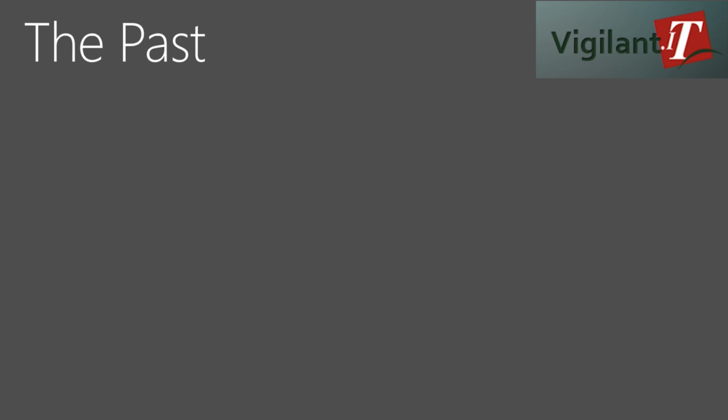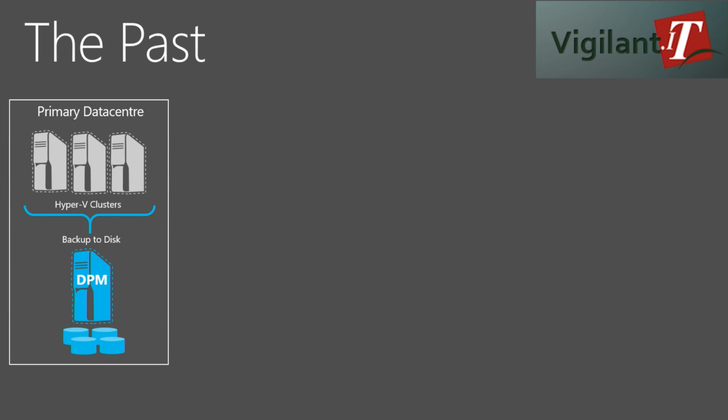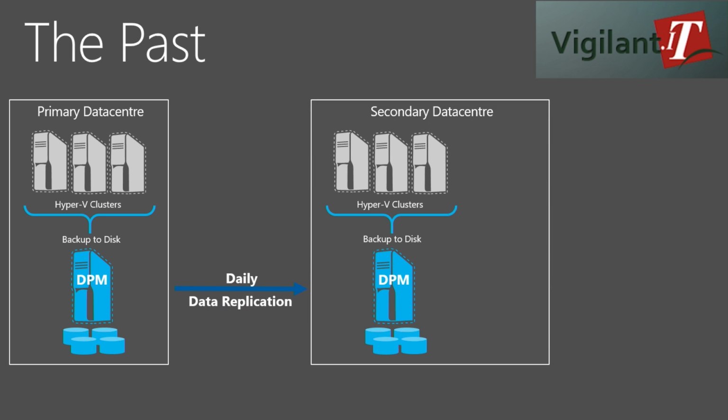Now, the past, what we used to do. We've got a primary data center, which we still have today, with Hyper-V clusters, and we used to back that up with a physical DPM onto disk, right? This was then synchronized daily to a secondary location with the same principle, so DPM backup onto disk, kept 30 days on the primary side, kept 60 days on the secondary side.